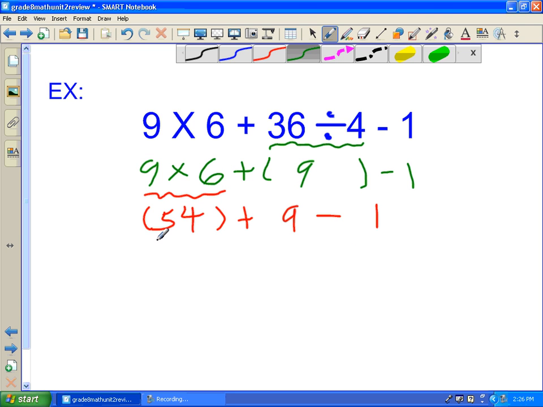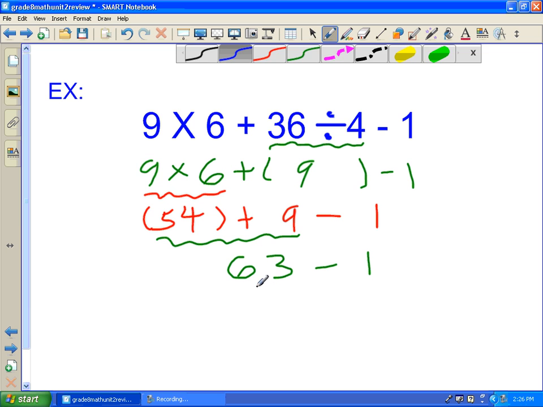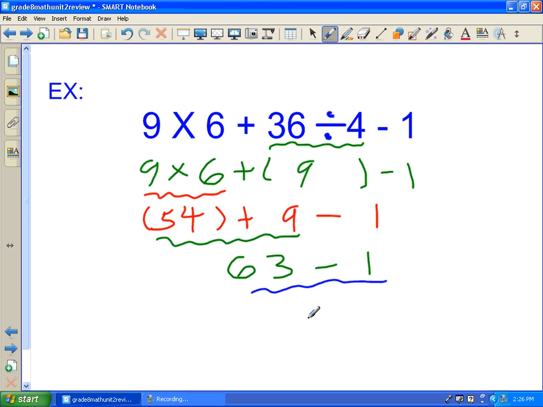And of course, I will do the addition first. Don't forget to write your subtraction so you don't forget to do it later. So 54 plus 9 is 63. And then finally, the only thing left to do is go 63, subtract 1, which is 62. So our total answer for all that will be 62.